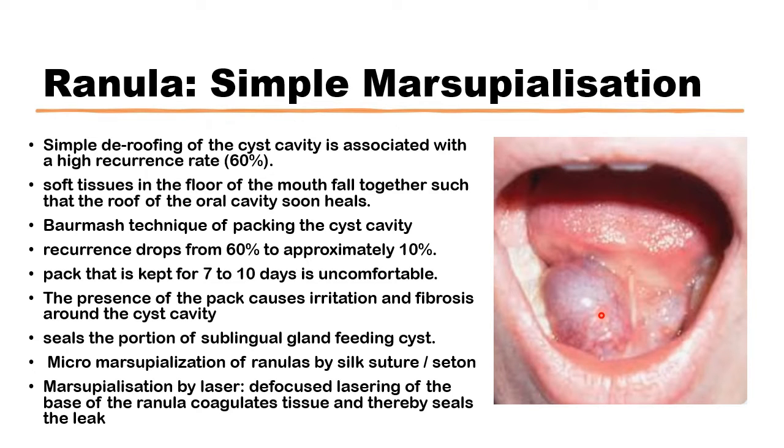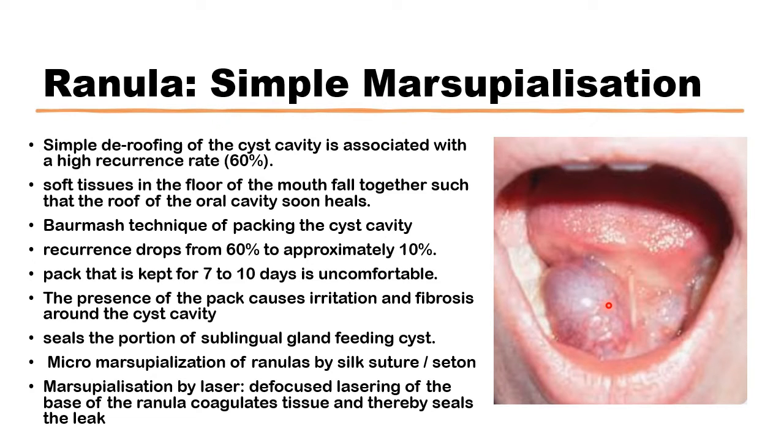A simple modification to the marsupialization was introduced by Burmage, in which the cavity after marsupialization was packed. And the packing of the cavity led to recurrences in the area of only 10% compared to the usual recurrence of 60% after simple marsupialization. Packing of the cavity prevented the healing of the roof again, and recurrences of the ranula.